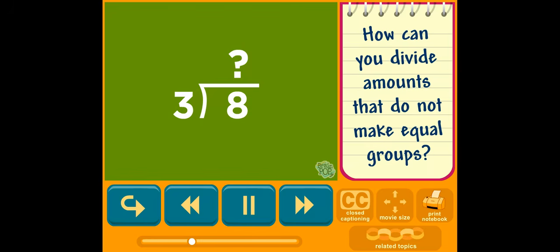First, you write the number that does divide equally. We each got 2 cards. Then you write the remainder. There are 2 cards left over. The R stands for remainder.